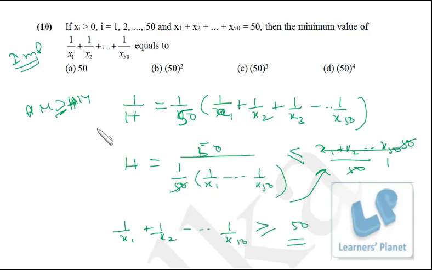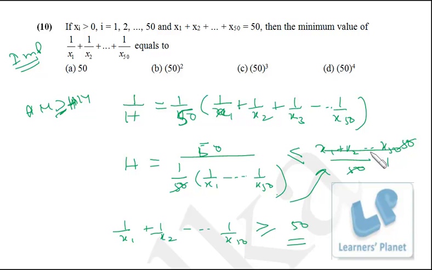Once again, the arithmetic mean of these 50 numbers will be greater than or equal to their harmonic mean. H is the harmonic mean of these 50 numbers, 1 upon h is equal to 1 upon 50 times (1 upon x1 plus 1 upon x2 till 1 upon x50), so h will be just the reciprocal of this. So 50 will go up in the numerator, and in the denominator 1 upon x1 till 1 upon x50. This is the harmonic mean, and it should be less than or equal to their arithmetic mean.